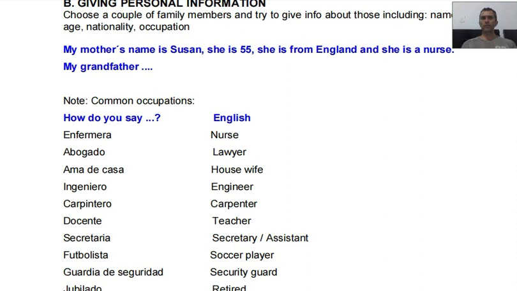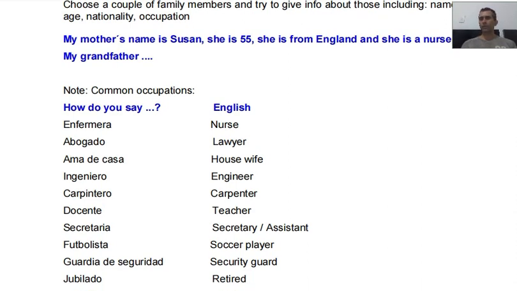So right here we have some common occupations you can use, occupations or professions you can use in the information we have in blue, okay, which is the example. You can take this one as a reference. Lo pueden tomar como ejemplo, como referencia para decirles de ustedes.